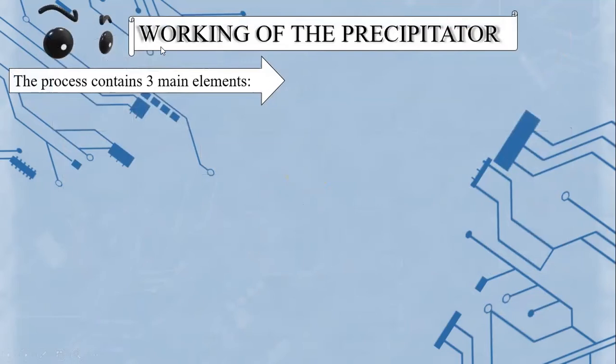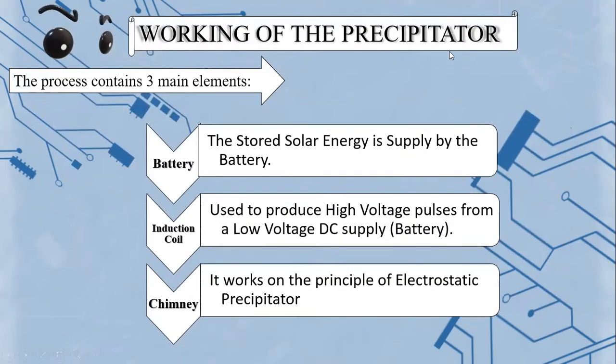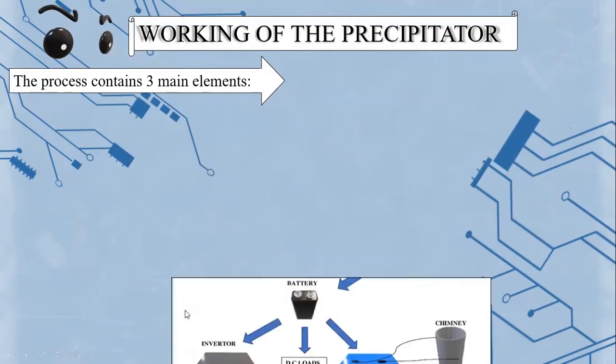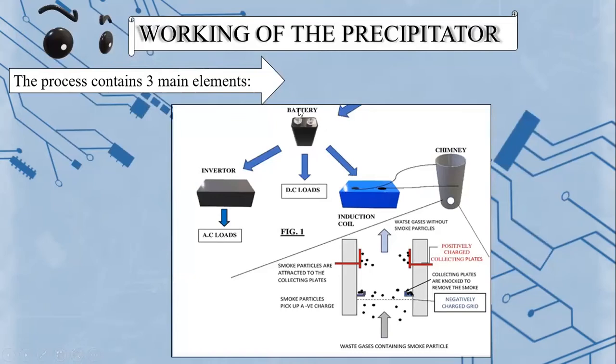In this slide, we will get a brief idea how the precipitator works. The process contains three main elements. First, the battery, second, the induction coil, and third, the chimney, which is the core of the precipitator. In this diagram, we see that the battery gives energy to the induction coil and it acts as the power supply of the chimney.